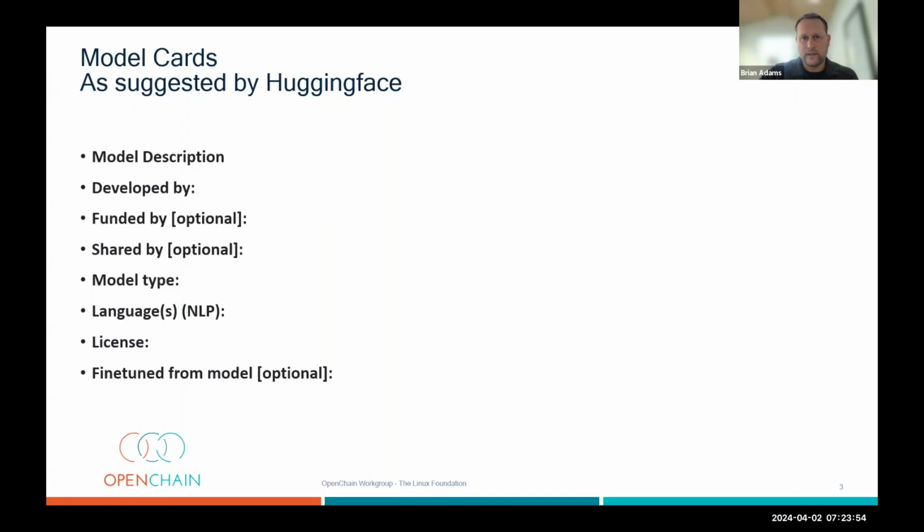What the license is. I think that one is of interest to this group. And then finally, this is model 2.1 called Cat Chat, for example, and it's fine-tuned from Rat Chat, let's say. So that way there is some progeny here.